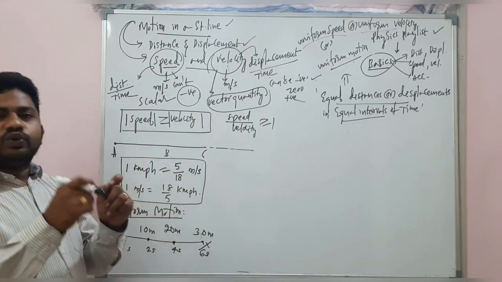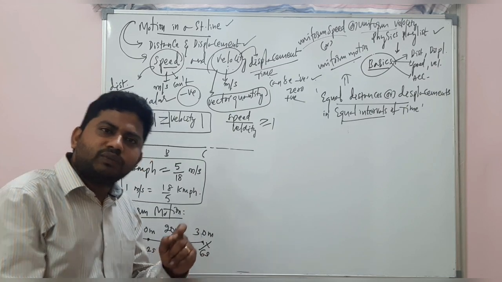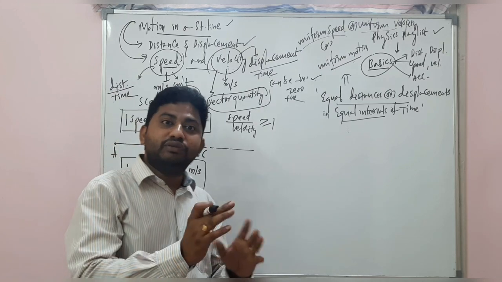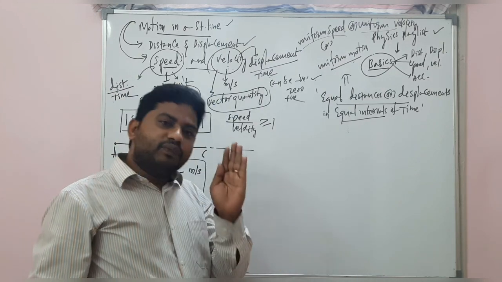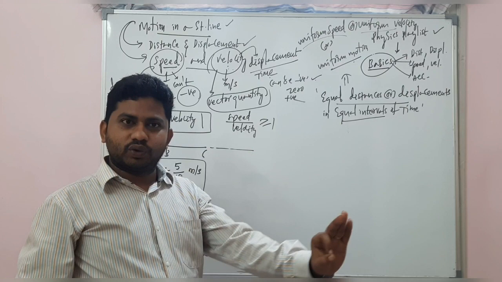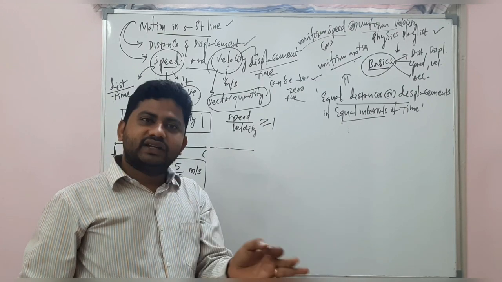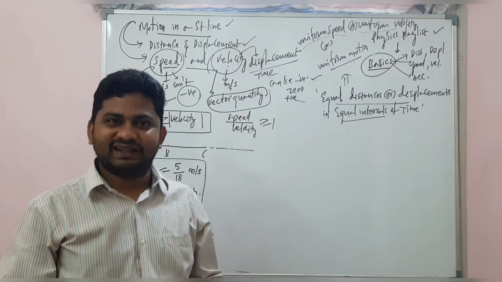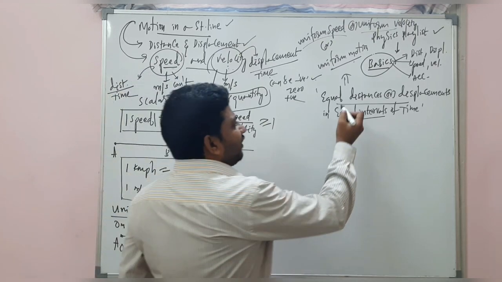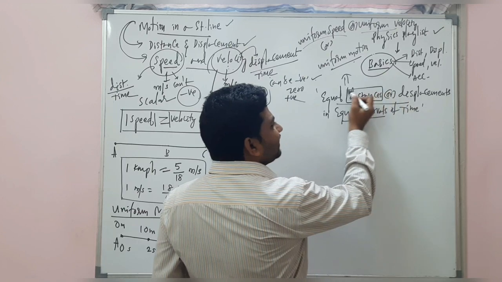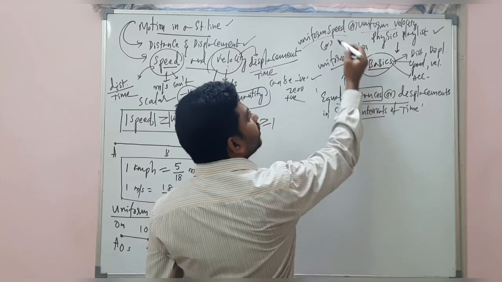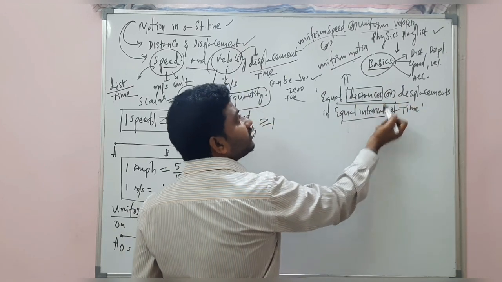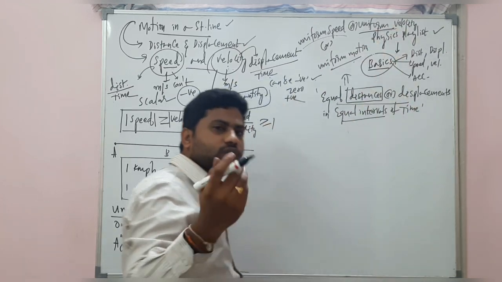If a body is moving in uniform motion, that does not mean variable speed. No. If a body is moving with uniform motion, it means it is moving with a constant speed, right? Or constant velocity. That's it. When the body is covering equal distances in equal intervals of time, that's called uniform speed. When the body is covering equal displacements in equal intervals of time, that is called uniform velocity. No confusions.